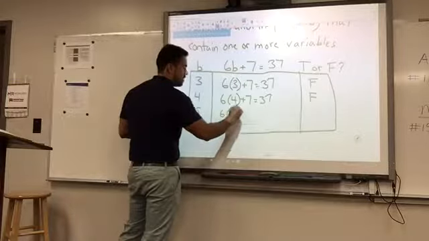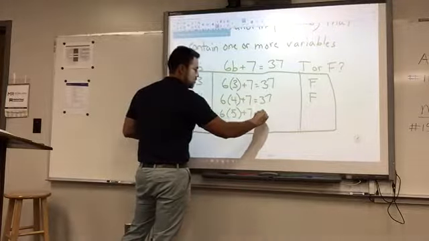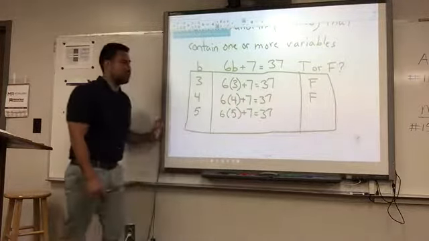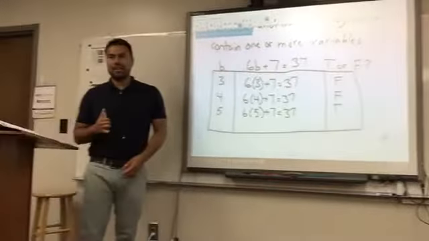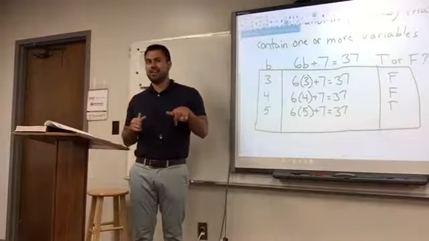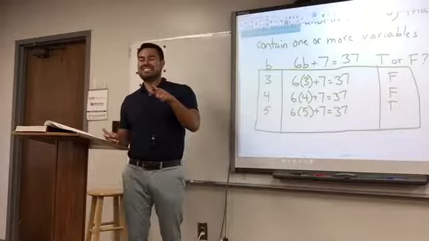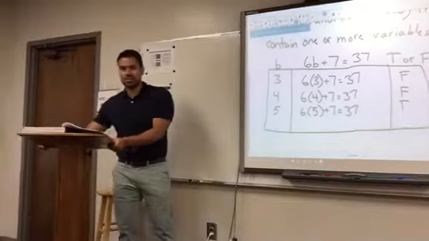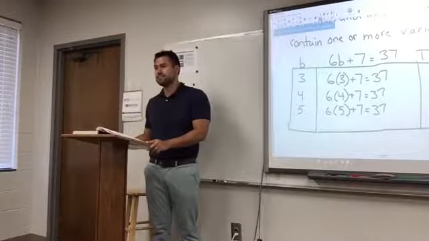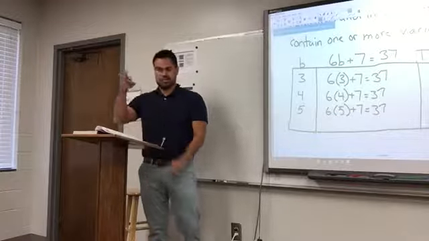5. 6 times 5 plus 7 equals 37. True or false? True. The replacement value 5 is a true equation. 5 is a solution. Yep. So where do you typically start for the B's?